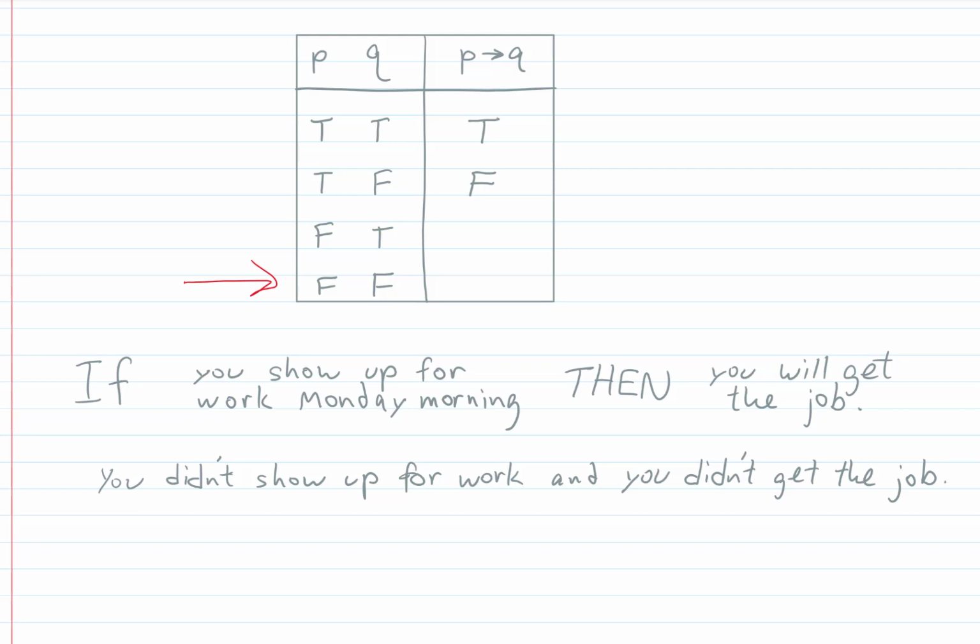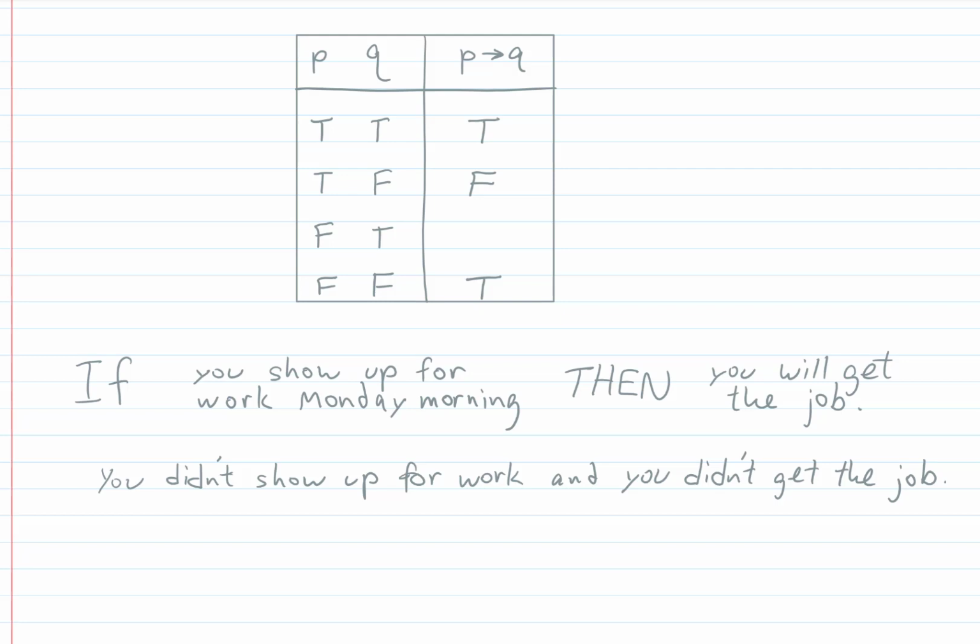So would you say that the employer, what they had said during the interview was true or false? Well, I think that you would say that what they said was true. I mean, I certainly can't say it's false, right? They said that if you showed up for work, you would get the job. And then you did not show up for work and you didn't get the job. That doesn't contradict what they said, does it? So what they said, you would still say that they had spoken the truth based upon the evidence we have, right?